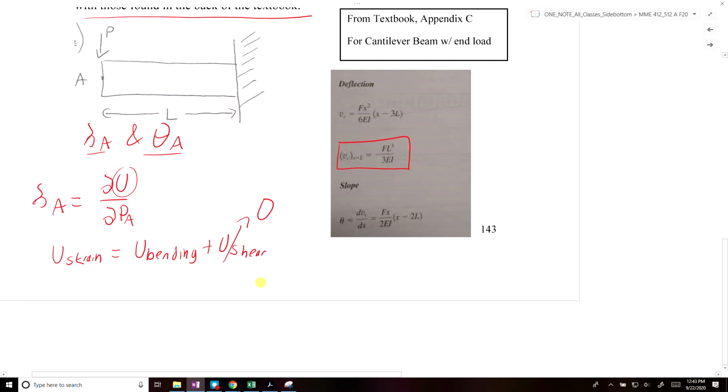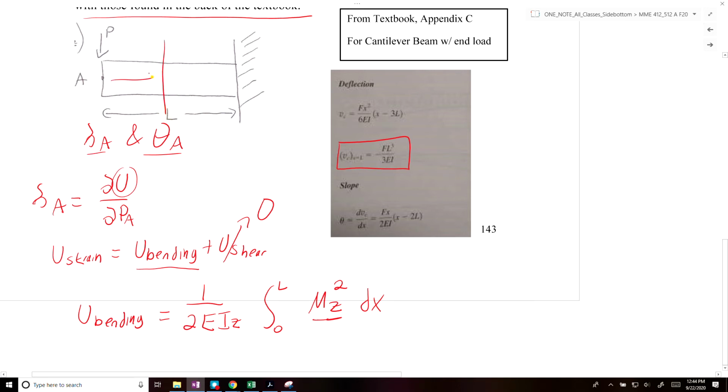So the first thing we need to do is calculate U bending. The equation for the strain energy in bending, which we talked about in earlier lectures, would be equal to 1 over 2 E I z, and we integrate from 0 to L of the moment about the z-axis squared dx. The moment about the z-axis is going to be a function of x.